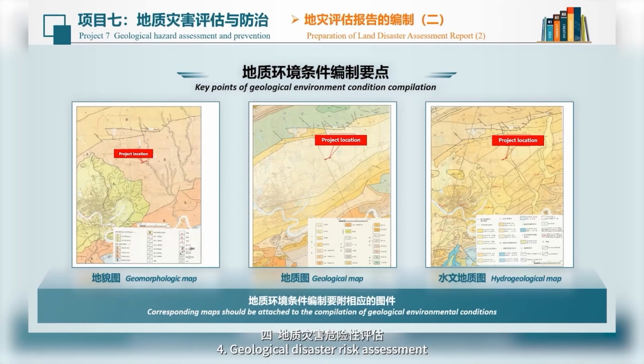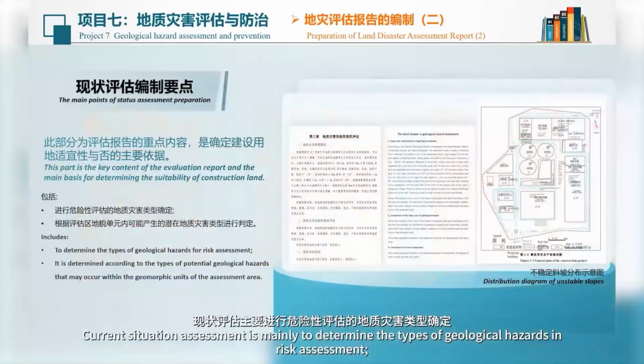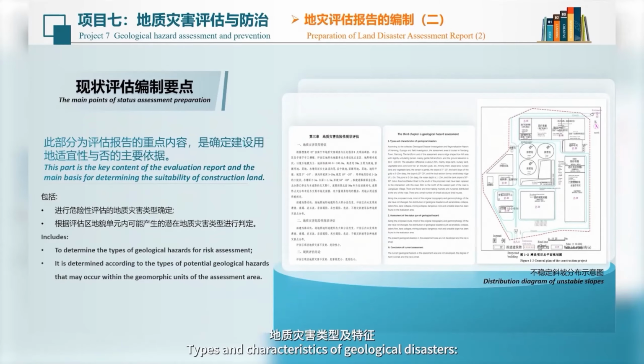4. Geological disaster risk assessment. Current situation assessment is mainly to determine the types of geological hazards in risk assessment: types and characteristics of geological disasters, the types, quantity, distribution, scale.